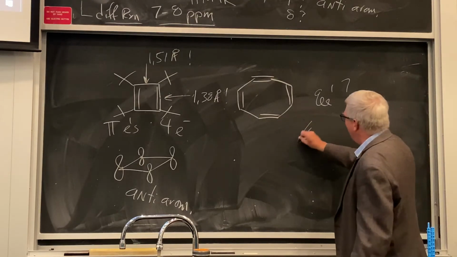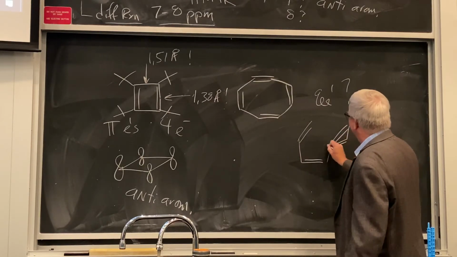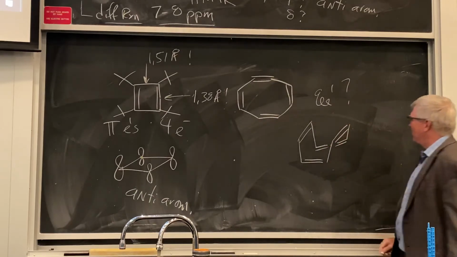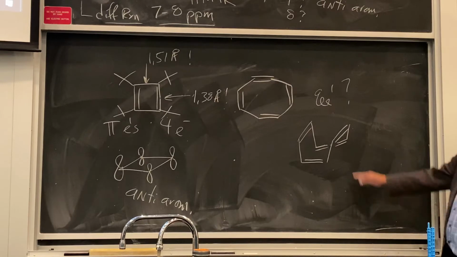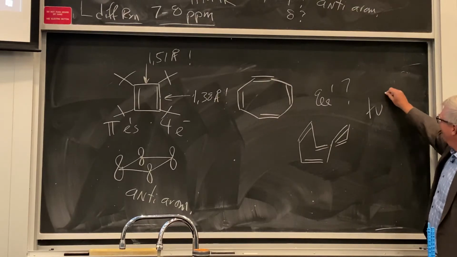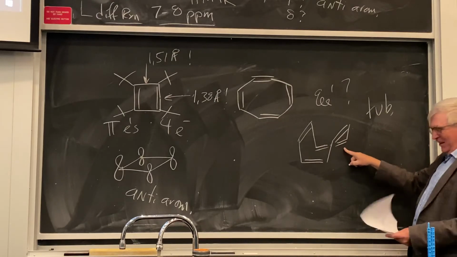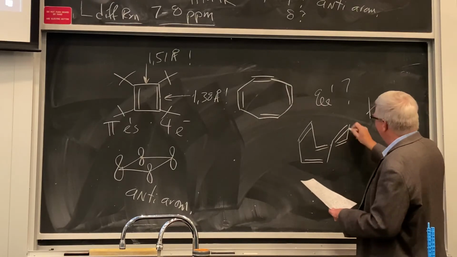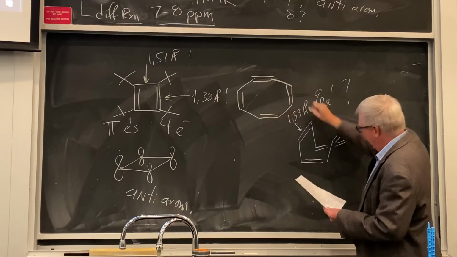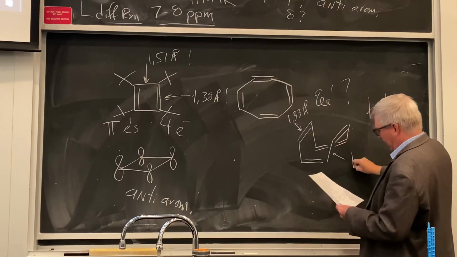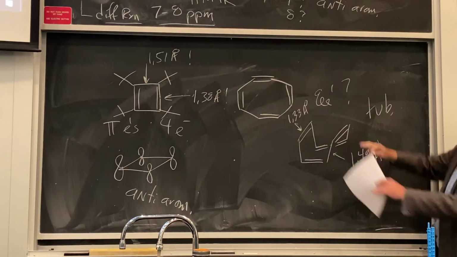It turns out it's tub-shaped. It's kind of hard to draw. Let me draw it. Oh, there I go. Look at that. Pretty high quality artwork here for a Friday, don't you think? It's tub-shaped, okay? And this tub shape, you can take an X-ray structure of this. It turns out these double bonds right here are 1.33 angstroms, and these single bonds here are a distinct 1.49 angstroms, okay? And it's puckered out of plane.